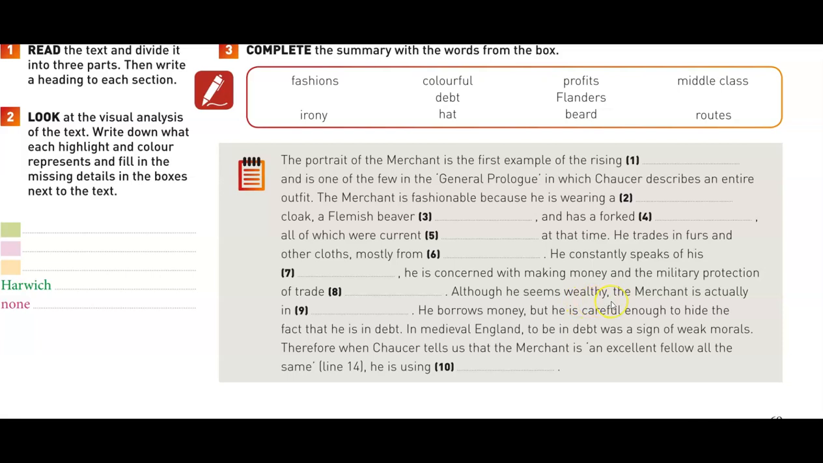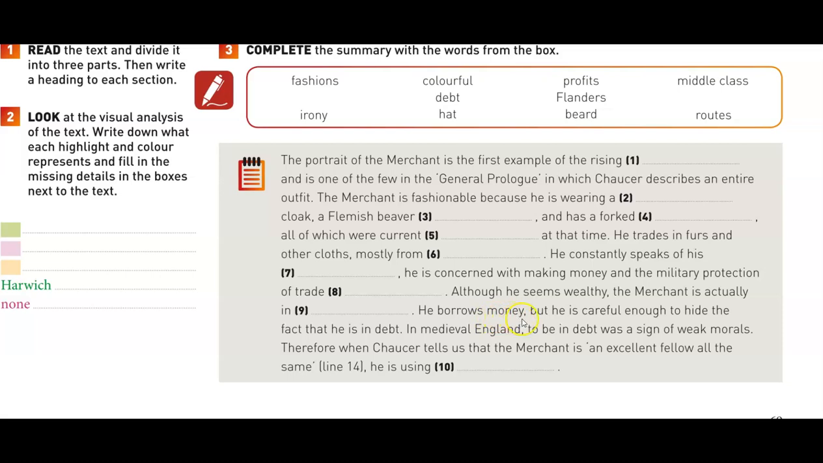Although he seems wealthy, the merchant is actually in debt. Although, even if, though: anche se lui sembra benestante. Wealthy is referred to wealth, while healthy is referred to being well in health. So healthy, someone who is well in health; wealthy, a person who is well off economically. The merchant is actually in debito, so he has debts.